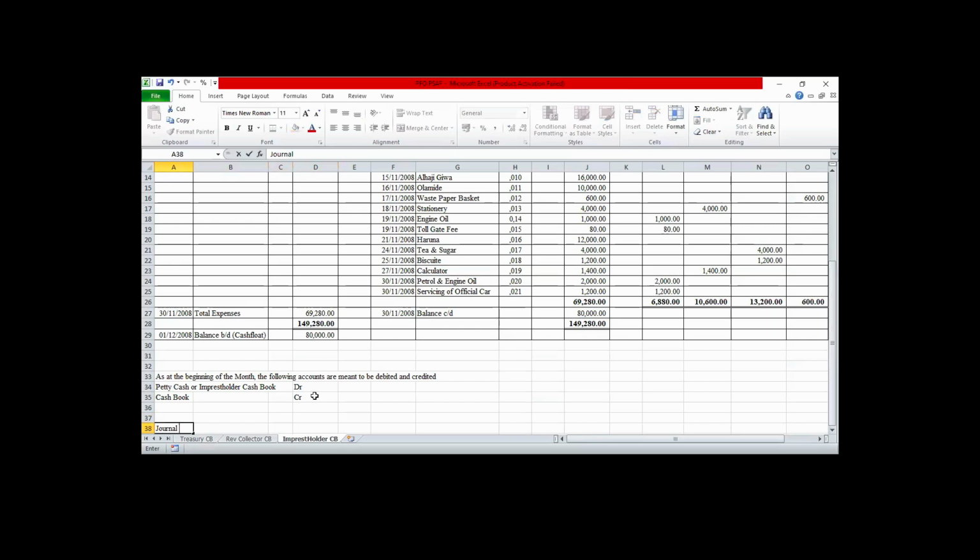What type of journal am I using? I'm using what we call the general journal in this scenario. We have different types of journal. We have the sales journal, purchases journal, return inward journal, return outward journal, and we have what we call journal proper. The general journal is what we call journal proper. That is what I'm using now.